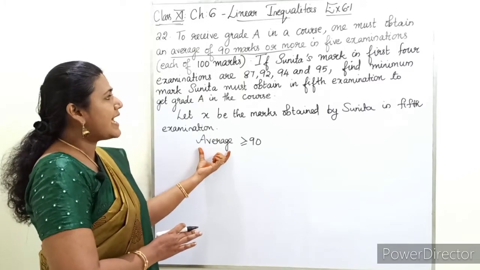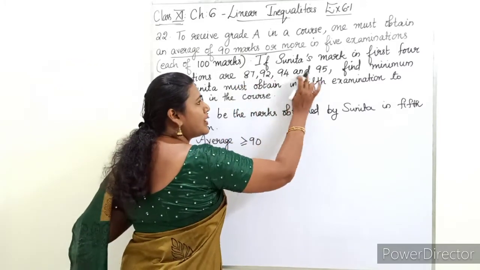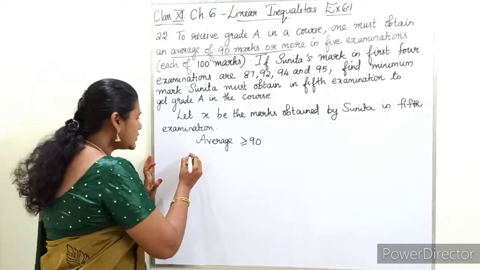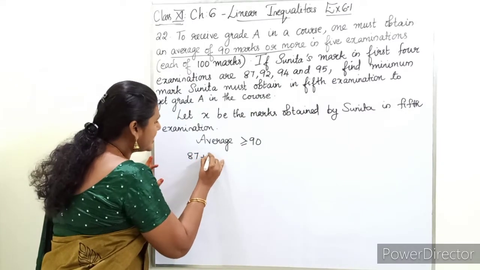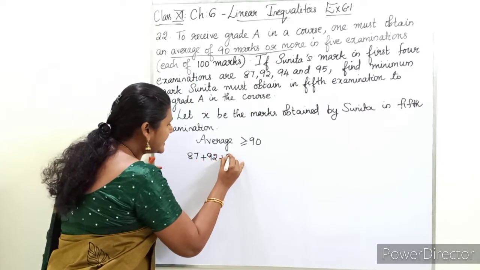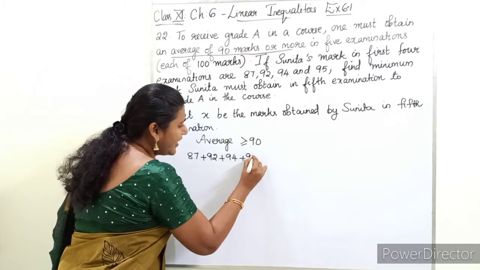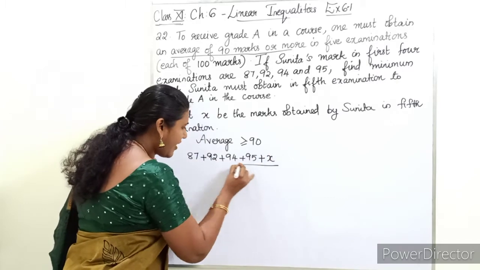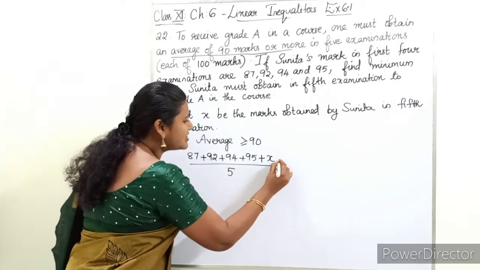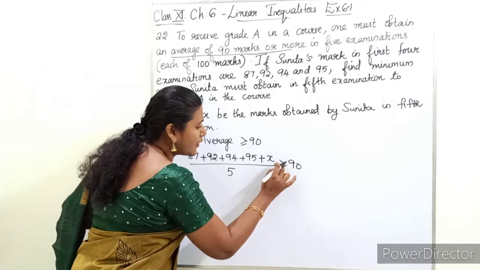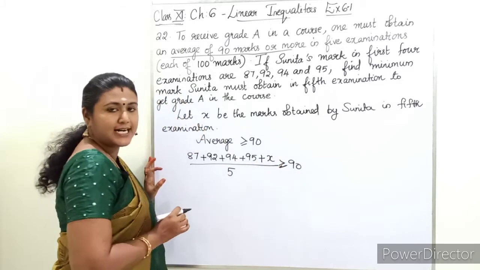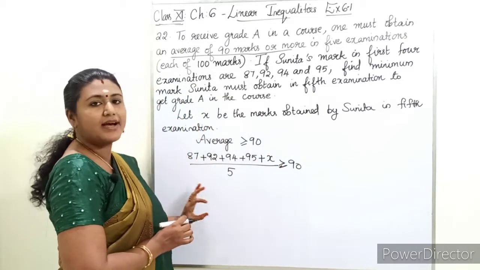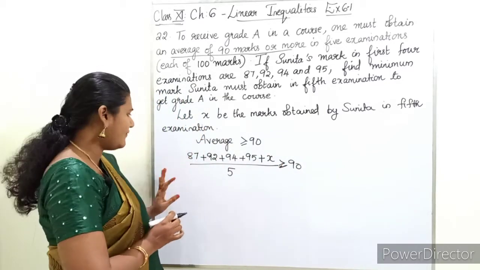So you know what is the average? Here we have 4 examination marks. So we will write (87 plus 92 plus 94 plus 95, and the 5th examination the mark is X) divided by 5. So this should be greater than or equal to 90. So this is the condition. Now we will simplify this and we will find out the value of X.